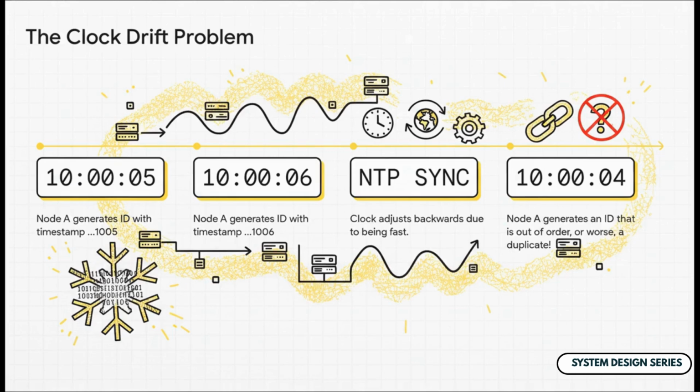To keep it accurate, it periodically syncs up with a time server using a thing called Network Time Protocol, or NTP. But look at this timeline. What happens if your server's clock is running a little bit fast? When it syncs with NTP, it might have to turn its clock backwards by a few milliseconds. If that happens while you're generating IDs, you could generate an ID that is smaller than one you just made. This breaks the ordering guarantee, and even worse, could create a duplicate. This is a critical failure you have to handle.